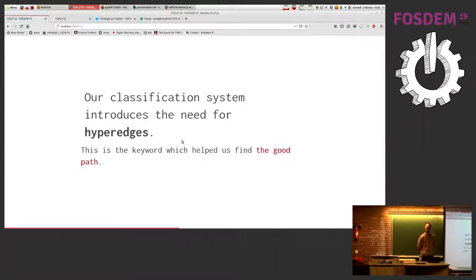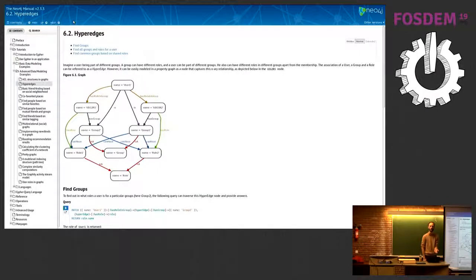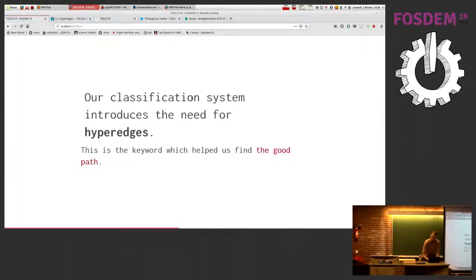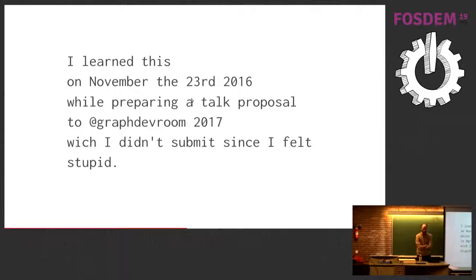It's actually an hyperedge. And once you have this keyword and you look for information about Neo4j and hyperedge on internet, okay, you have to really want to find it. But you can find it. And it's here. And so if you open this, well, this is the hyperedge documentation of Neo4j. I read that at that time. And when I read that, I said, what? Actually, I'm just freaking stupid. So I learned how to use it on November 23rd, 2016. And why? Because I was preparing a talk proposal for Graph Dev Room 2017, which I finally didn't submit because I felt really stupid.